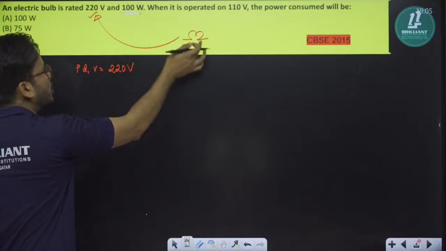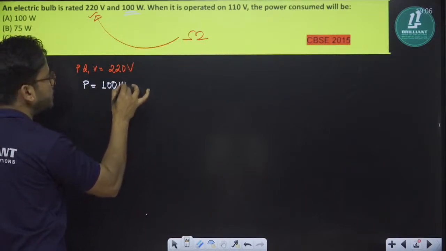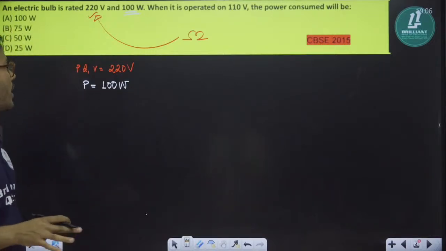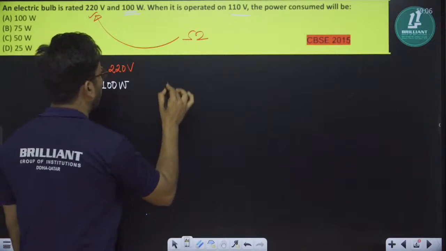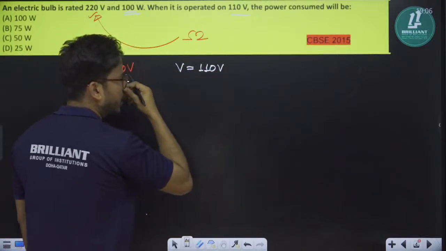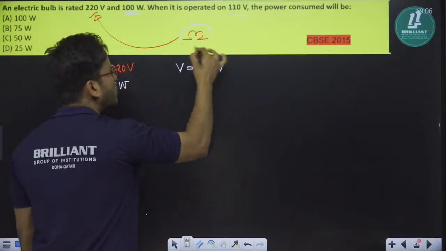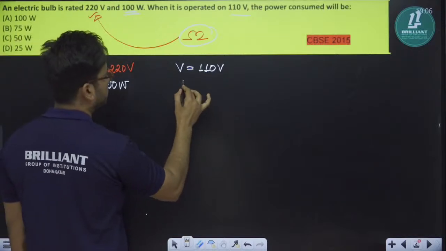What is the power of this particular bulb? The power of this particular bulb is 100 watt. Now the next part is when it is operated at 110 volt. Now when this bulb is operated at 110 volt, what will be the power?